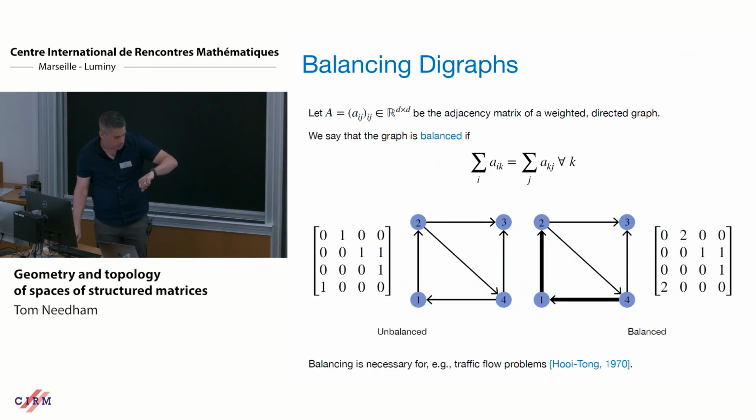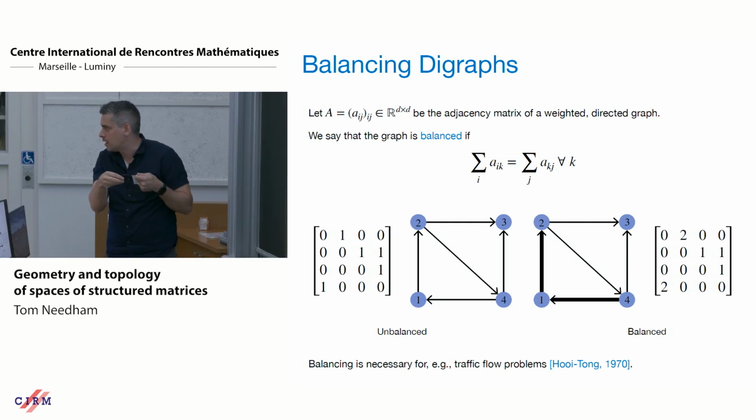Okay, and quickly, one last application is to balancing directed graphs. So this is back in a very applied setting. So the idea is you have a directed graph, and it's weighted, so that there are capacities on each directed edge. And you would like to reweight the edges in a way that the in degree and the out degree at each node are the same.